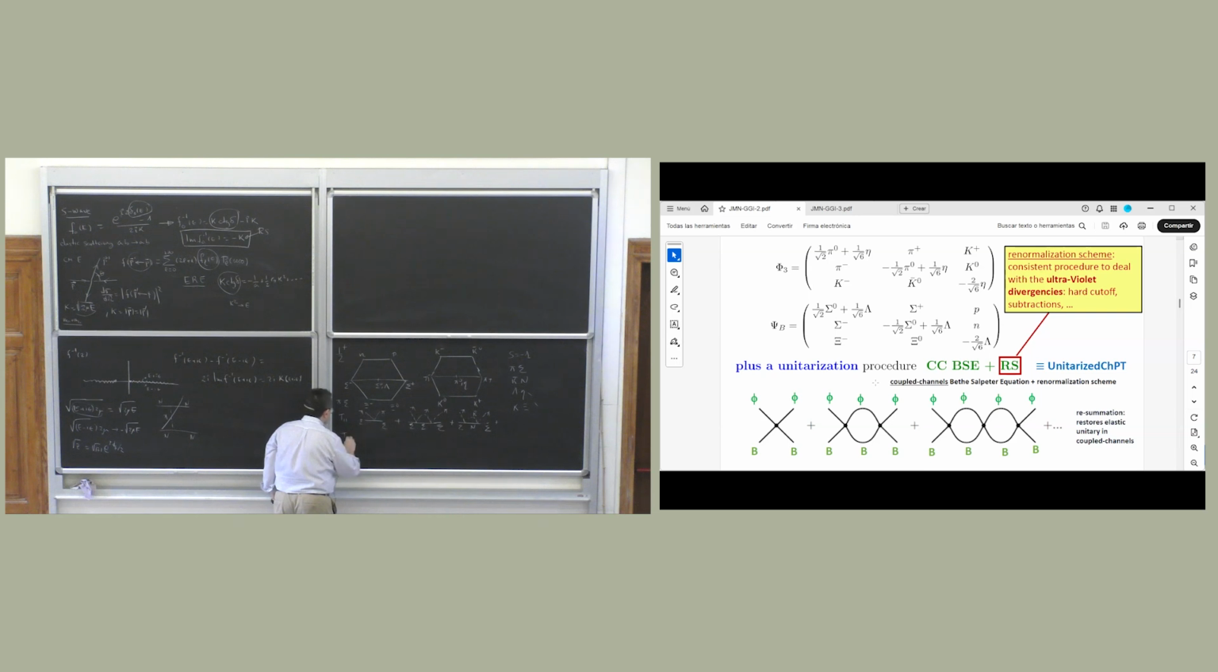Because to get this thing, if I consider only two channels, you need to consider also T12 and T22. For instance, T12 will be pi sigma going to K bar N. But you can have pi sigma going to pi sigma, a loop of pi sigma, and then K bar N. Or you may have pi sigma, then here you have a loop K bar N, and you end up with K bar N.